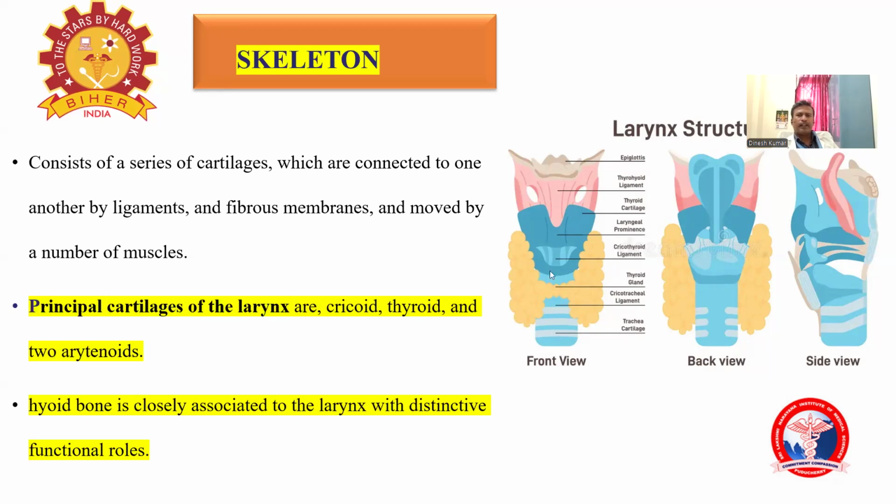See, this is the anterior view, this is the posterior view, and this is the lateral view. In the anterior view, you can see the epiglottis. Here you can see the hyoid bone. Below the hyoid bone, you can see the thyroid cartilage. Below the thyroid cartilage is the cricoid cartilage. This color indicates the thyroid gland.